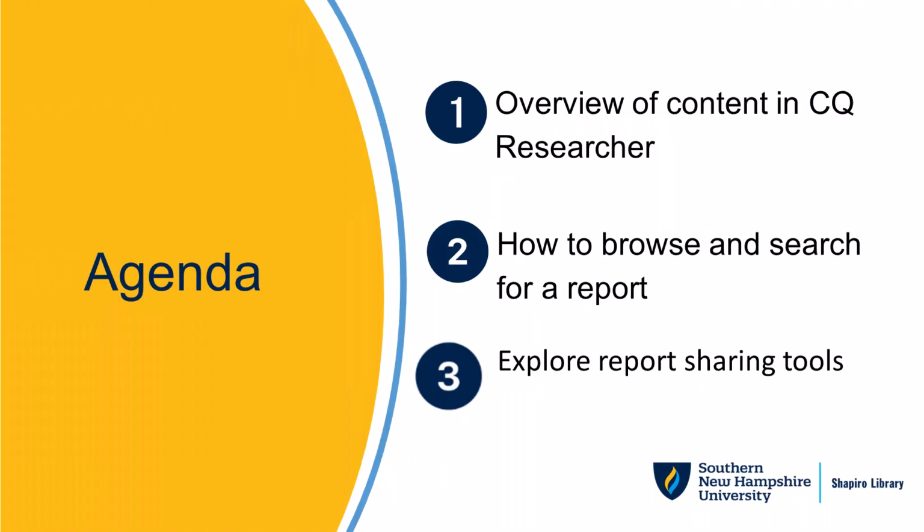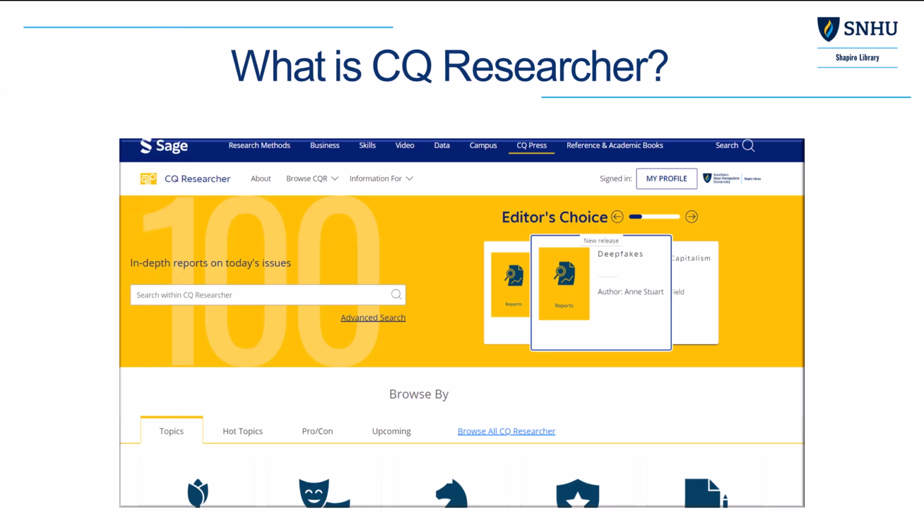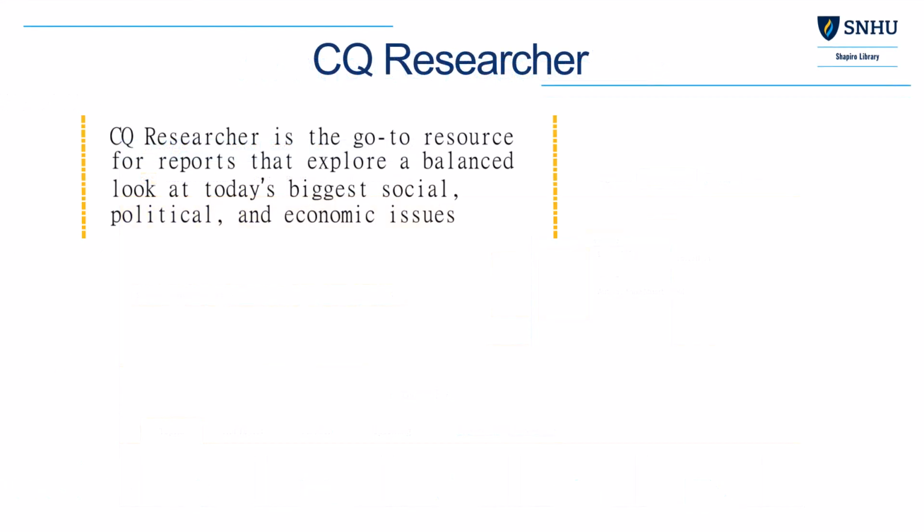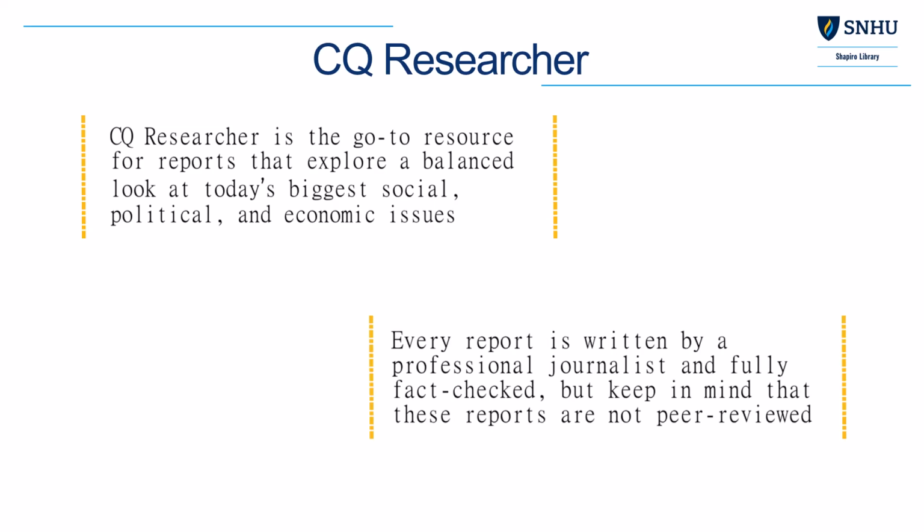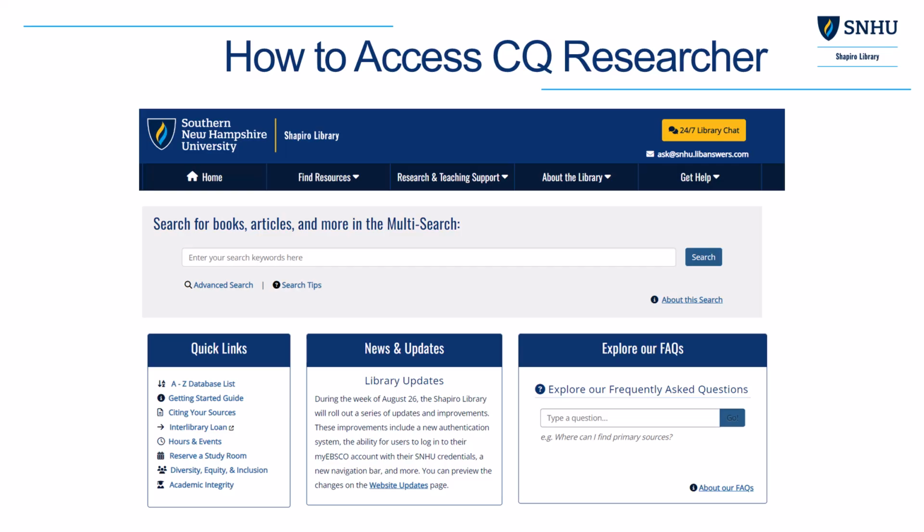This tutorial will provide an overview of the library database CQ Researcher, which includes how to browse and search for reports, as well as report sharing tools. What is CQ Researcher? CQ Researcher is the go-to resource for reports that explore a balanced look at today's biggest social, political, and economic issues. Every report is written by a professional journalist and is fully fact-checked, but keep in mind that these reports are not peer-reviewed.